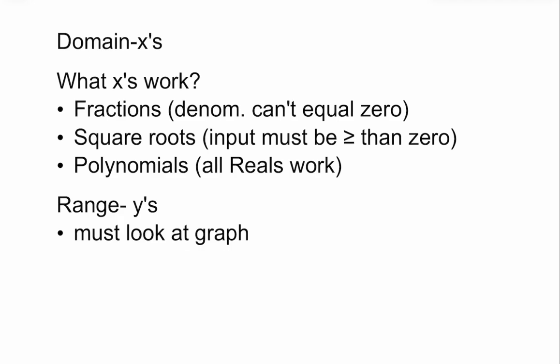For square roots, the input must be greater than or equal to 0. So sometimes you have to put the input, the expression under the square root, greater than or equal to 0, and solve that. Polynomials are so wonderful because all real numbers are going to work. You can even put in that category sines and cosines.